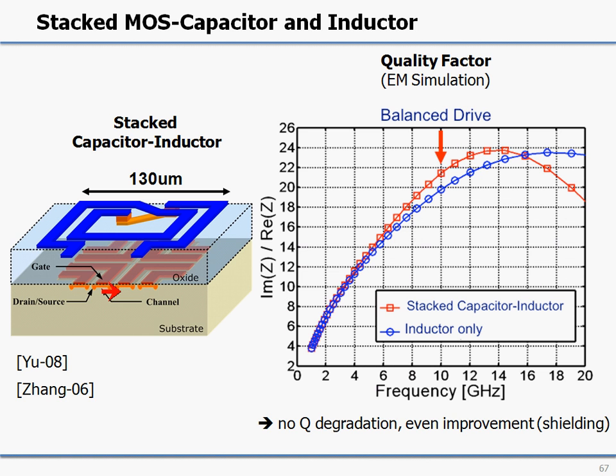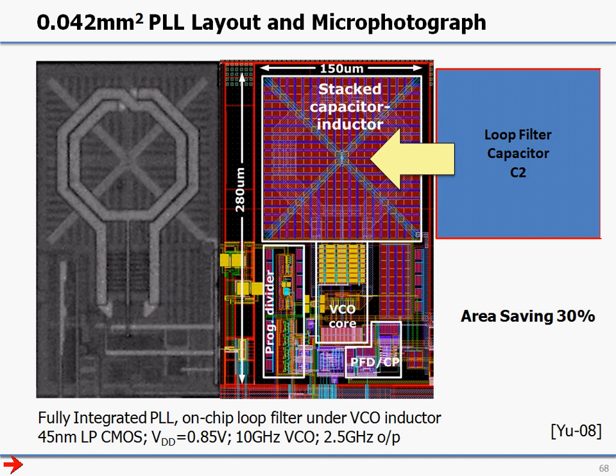It's laid out very carefully such that no eddy current paths can exist under the inductor. And indeed, we see in the simulation of the quality factor that the structure does not see any degradation of its quality factor. In this case, actually, there's a slight improvement because this acts as a shield for the electrical losses. Once we have that, we can take the large loop filter capacitor C2 and slide it under the inductor, and now we get a very compact PLL design.